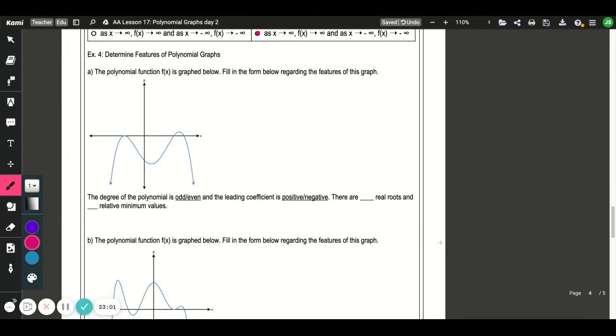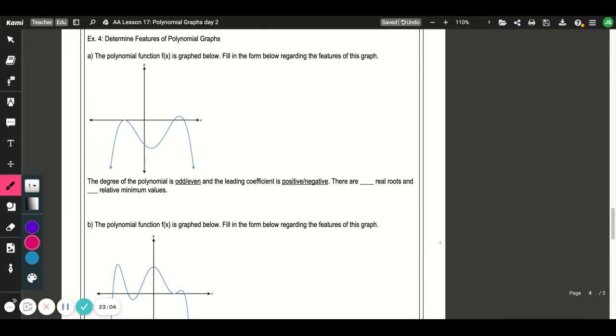Okay, the last type of example, determine features of polynomial graphs. This one has a couple of drop-down menus. So I just underlined where you would circle them for the notes. And then it has a couple of fill in the boxes. So you have a polynomial graph shown below. Fill in the form regarding the features of this graph.